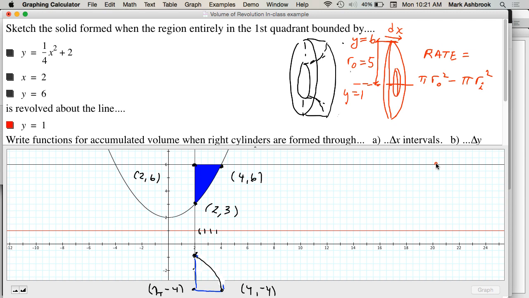Okay, what about the inner radius? The inner radius is from here to here. X coordinate, y coordinate, big change in x or big change in y? It's another big change in y. It's not the y coordinate because, again, we're revolving around y equals 1 now. So what is that radius right there? The inner radius is?